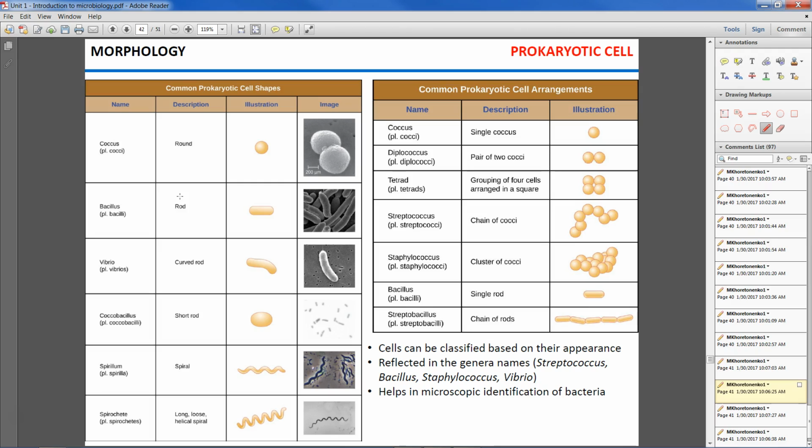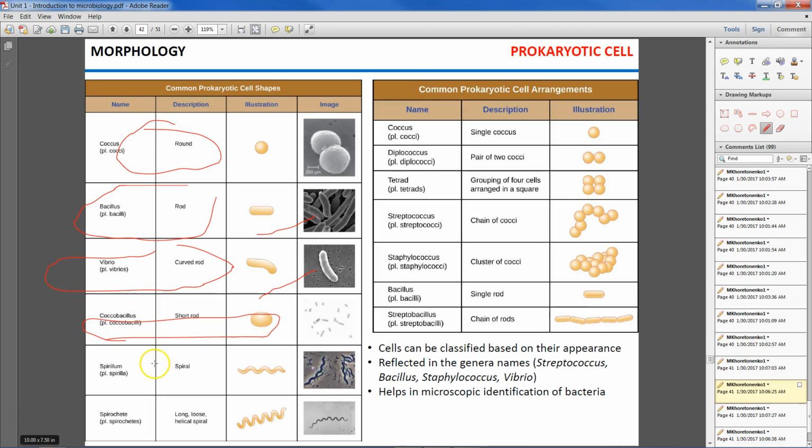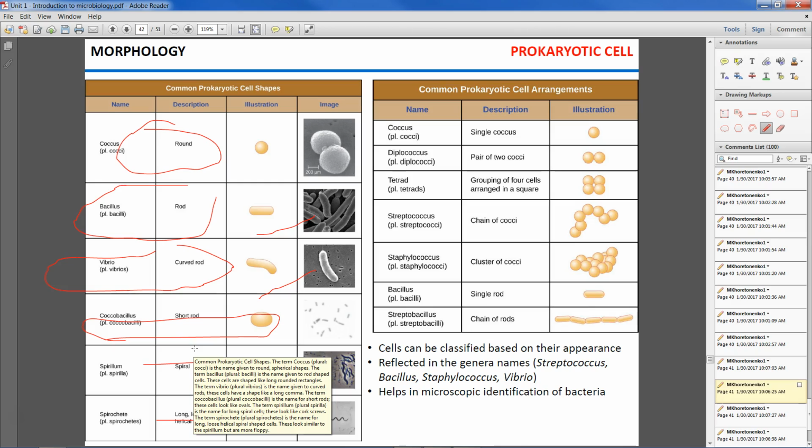First, let's discuss the shapes. There are 6 major types of bacterial shapes. Cocci are round microbes. Bacilli are rod-shaped, and you can see the illustration to the right. Vibrio are curved rods, like this one. Coccobacilli are something in the middle between the rod and the spherical shape. Spirillum and Spirochete are spiral microbes, with spirochetes being longer and thinner. Okay?